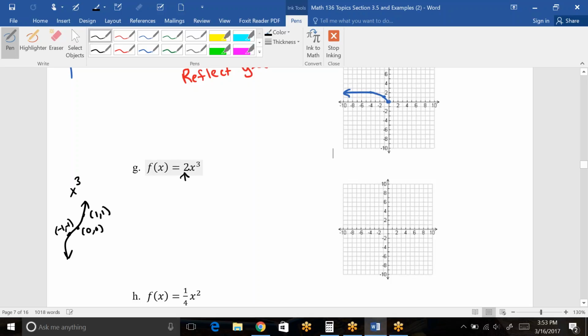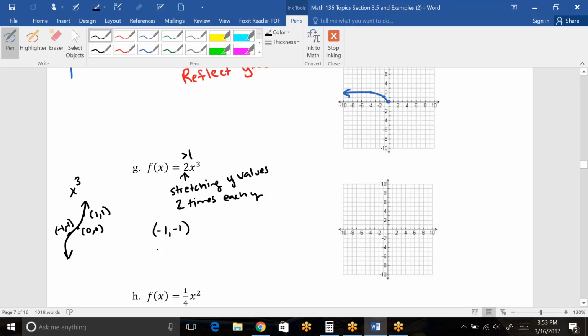A 2 on the outside, because notice that's not being cubed. There's no parentheses around that 2. Means that you are stretching your y values. Now that's because this guy is greater than 1. If this was between 0 and 1, we would say we were compressing our y values. So the way this is, this is doubling, or times 2 each y.